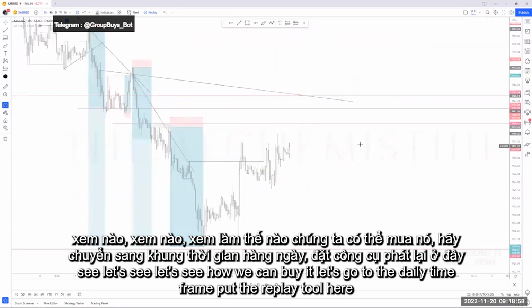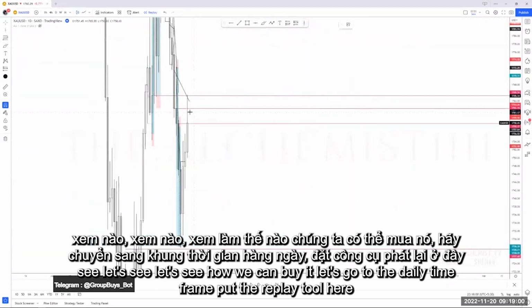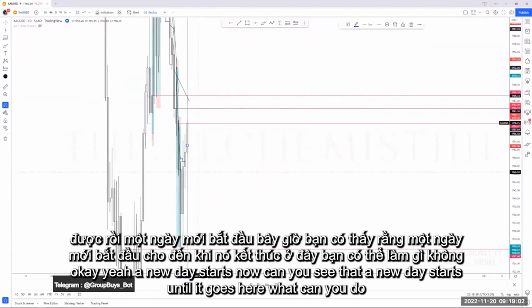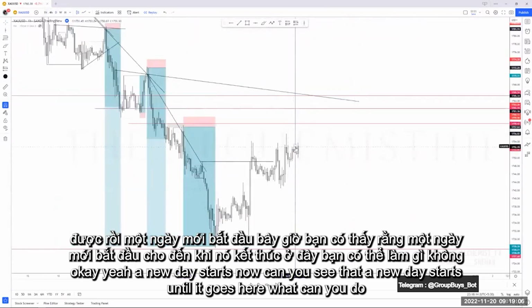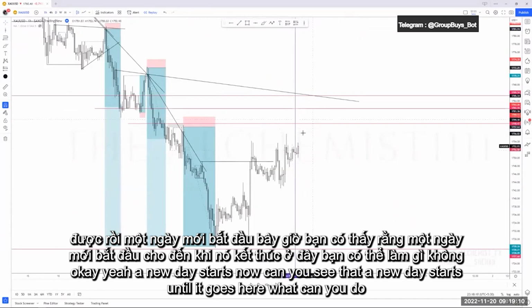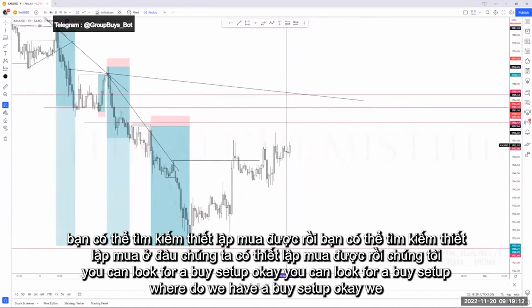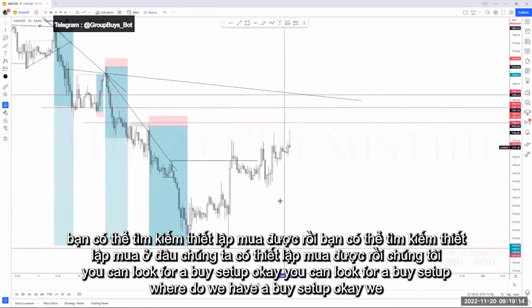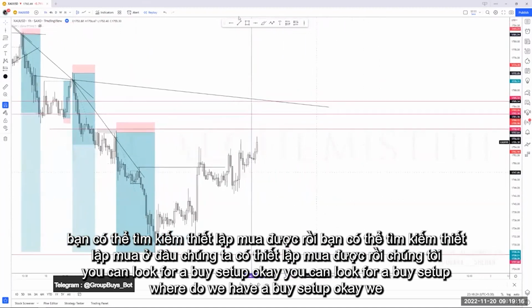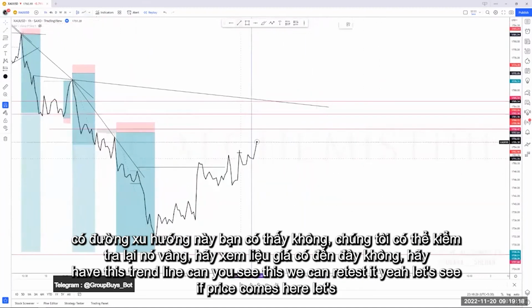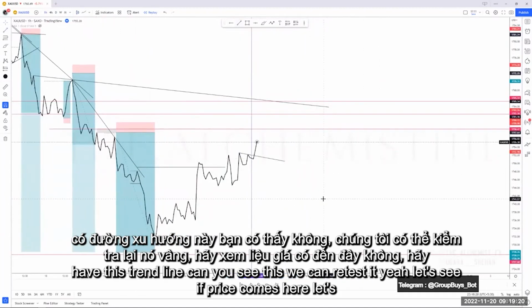Let's go to the daily time frame. Put the replay tool here. Okay, a new day starts now. Can you see that? A new day starts. Until it goes here, what can you do? You can look for a buy setup. Where do we have a buy setup? We have this trend line. Can you see this? Break and retesting.